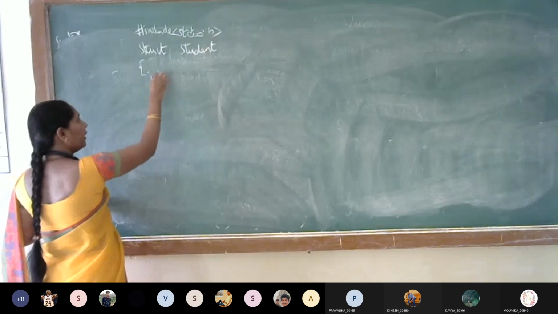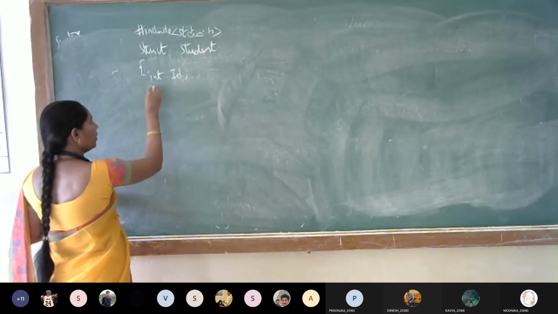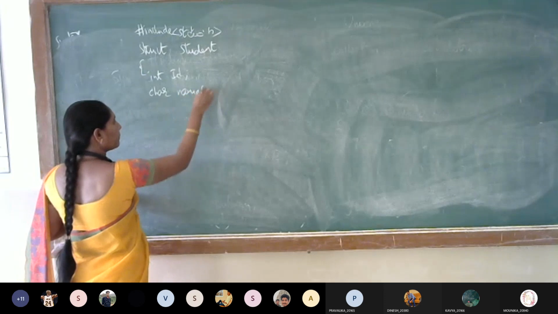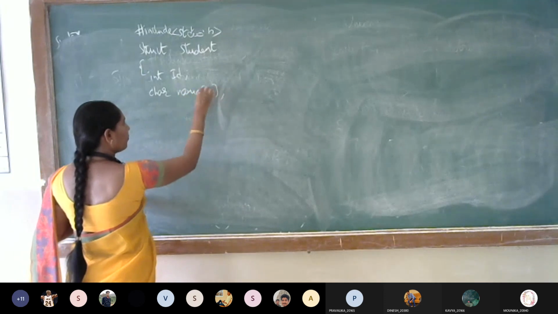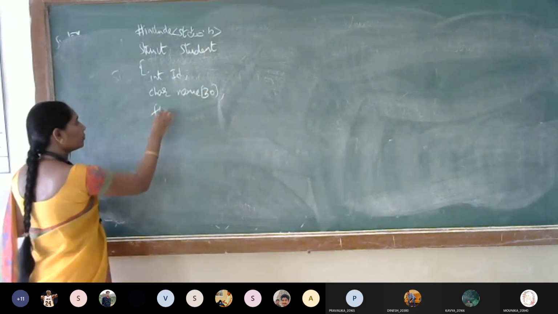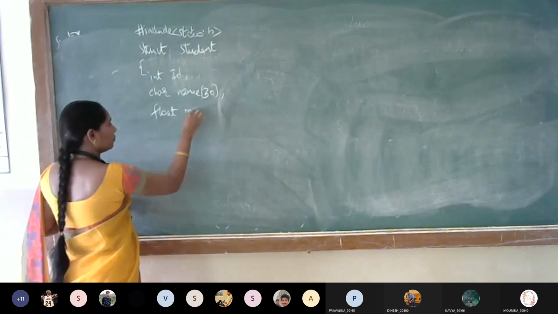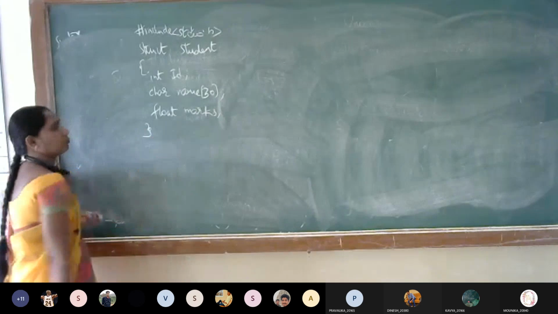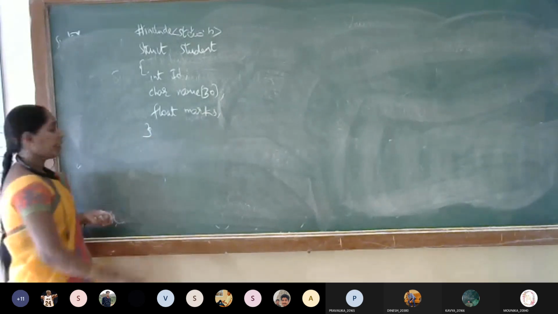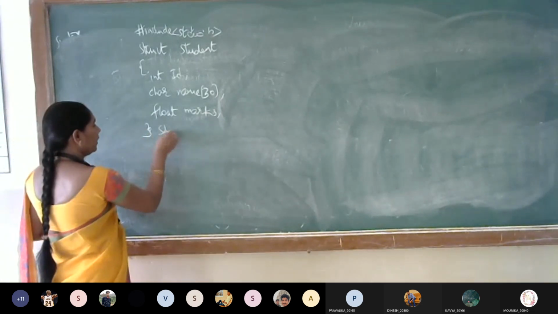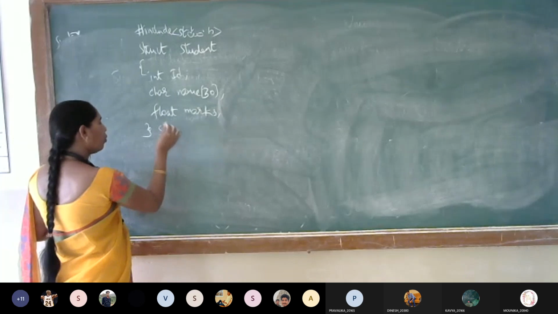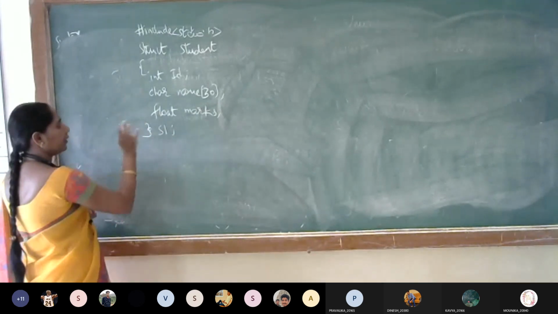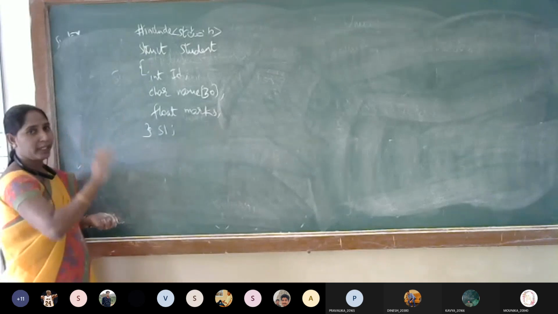start int id, char name, float mark. Okay, and I will be declaring the variables here only, s1. Only one variable is used. So first declaration is completed. I am declaring this in global declaration.